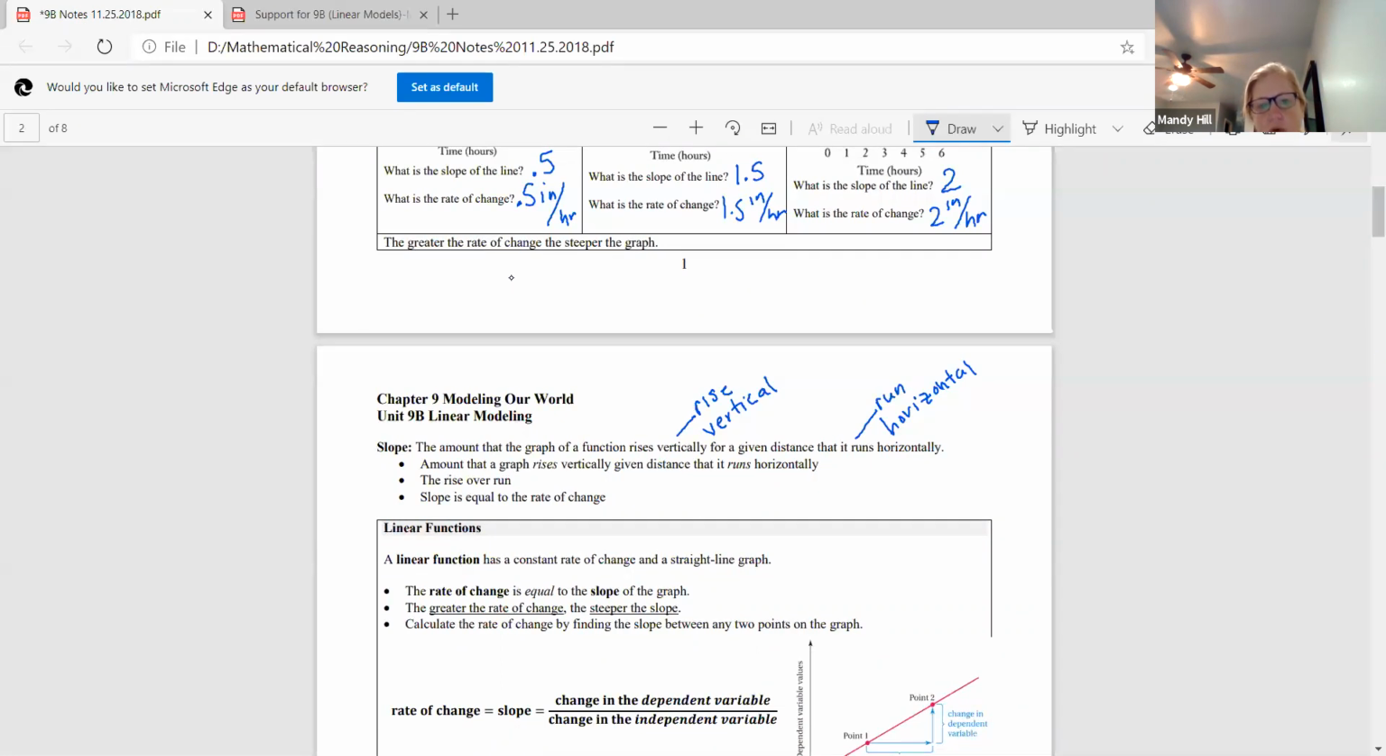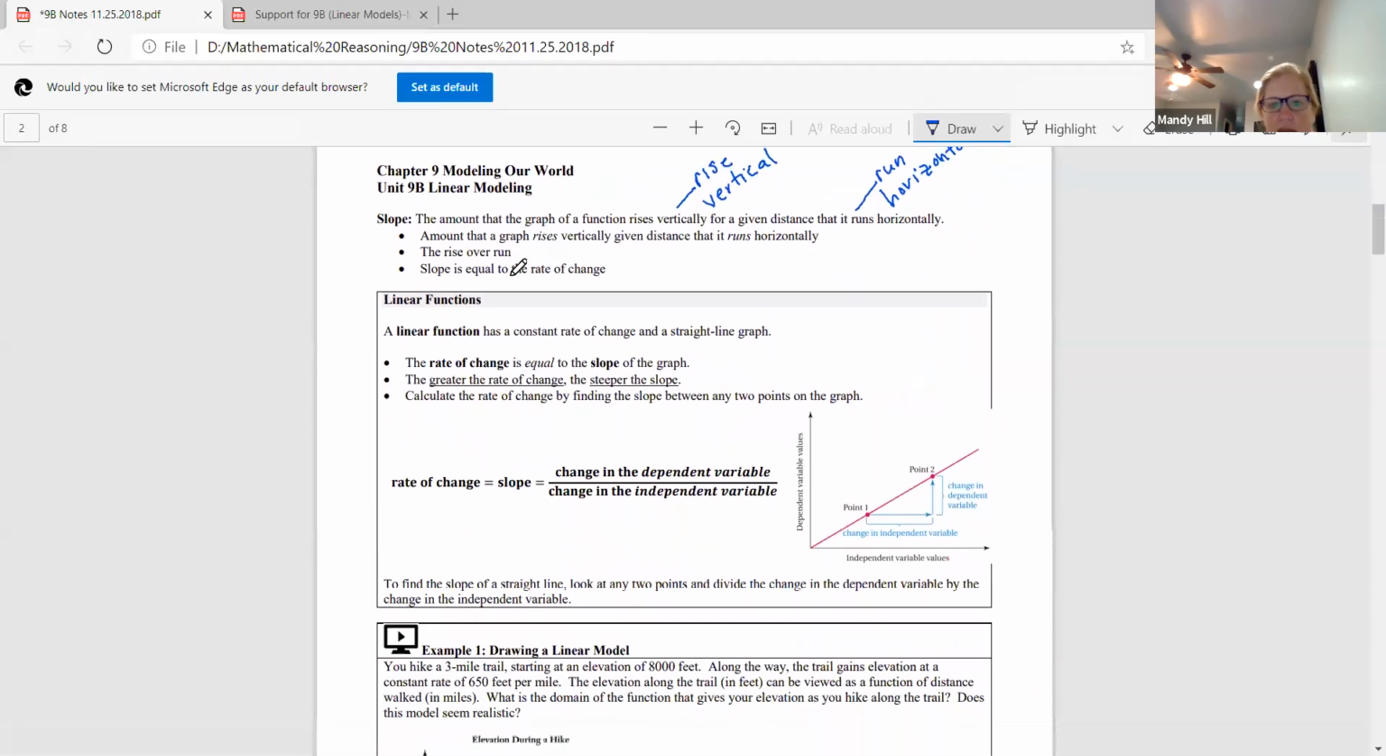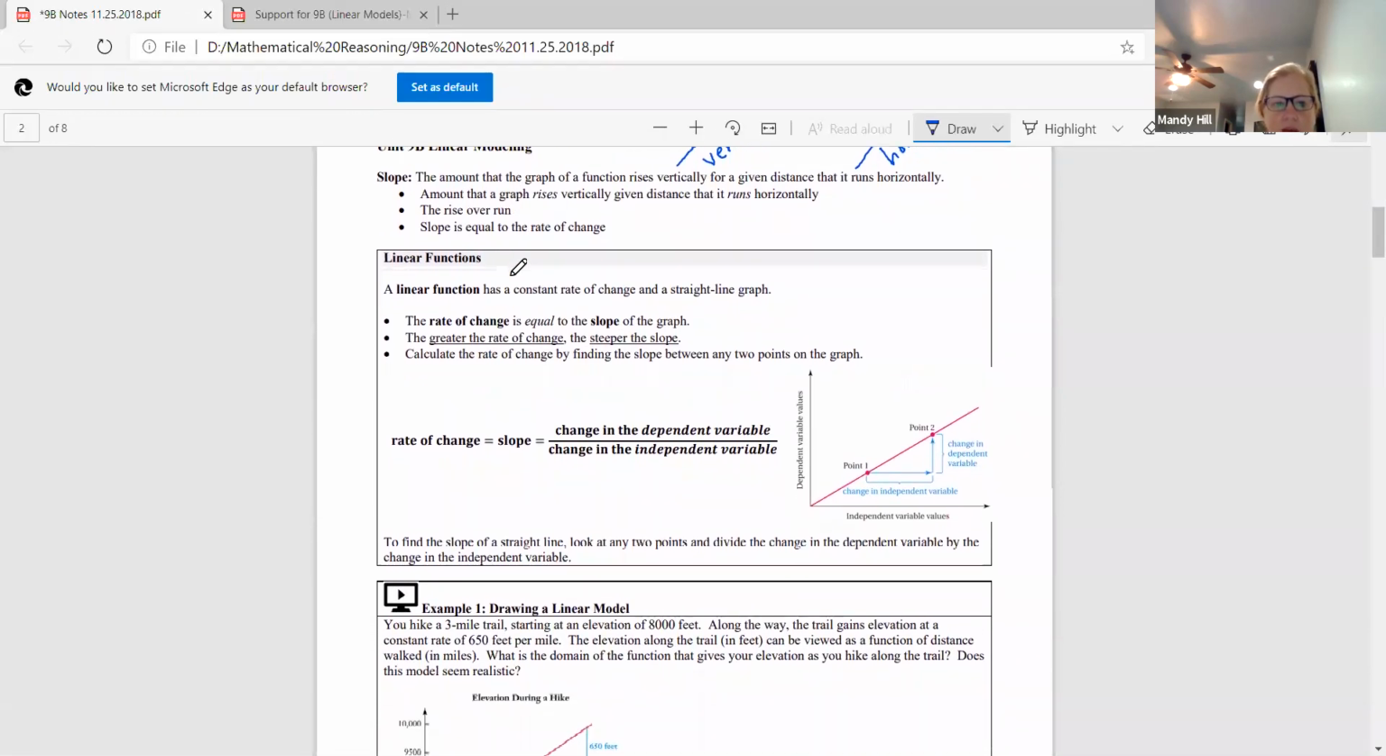The slope is equal to the rate of change. So they're the same thing. A lot of times when we talk about rate of change, we're adding on the units. A linear function has a constant rate of change and a straight line graph. The rate of change is equal to the slope of the graph. The greater the rate of change, the steeper the slope.